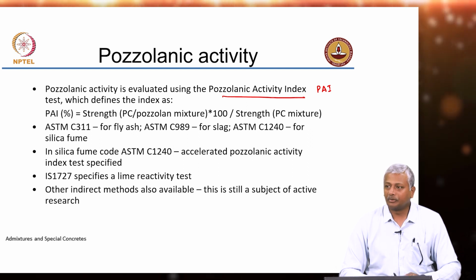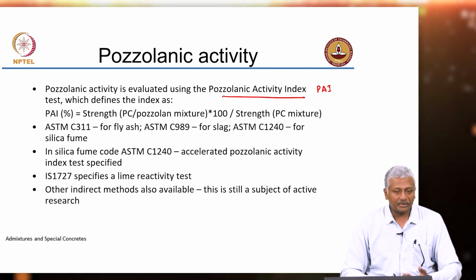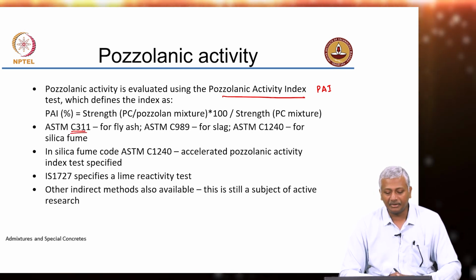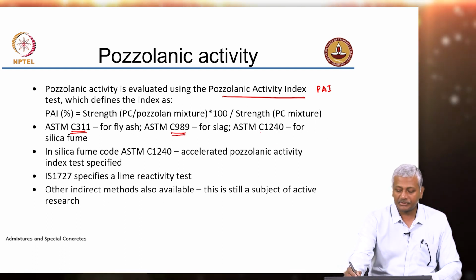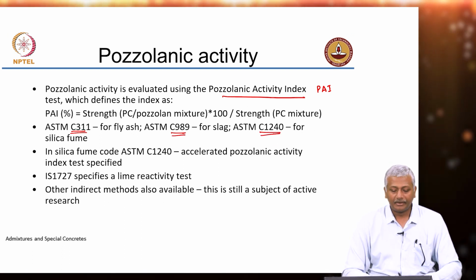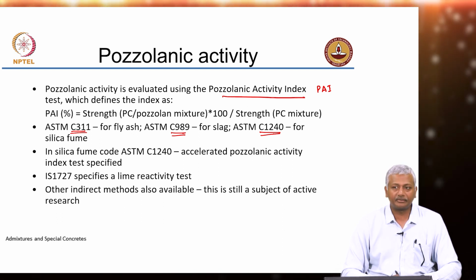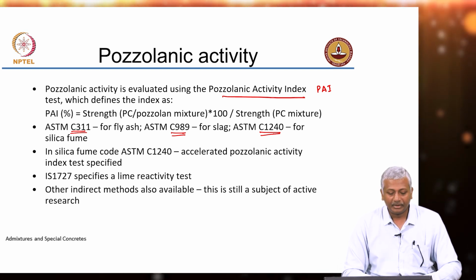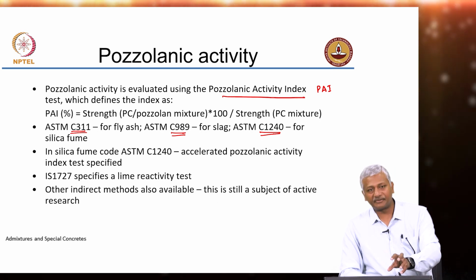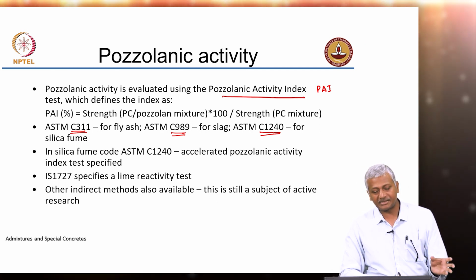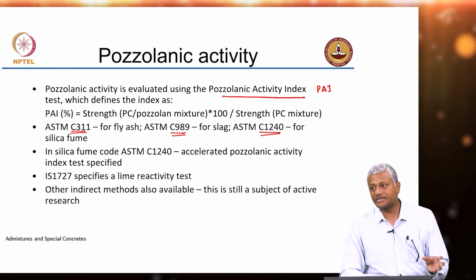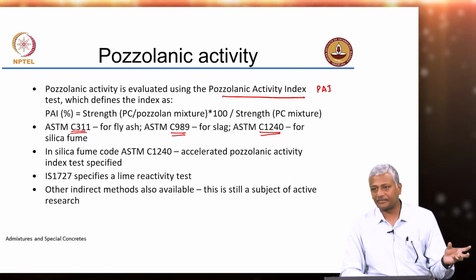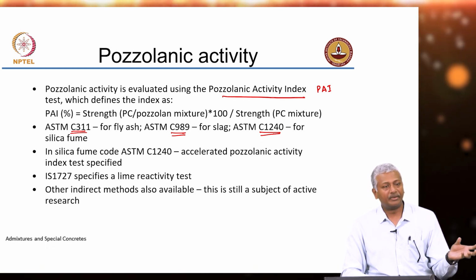Now, for different mineral additives, like fly ash, ASTM defines the activity index test as per ASTM C311. For slag, it is C989, and for silica fume, it is C1240. There are some differences in these methods. I will let you read the standards and figure out the differences on your own. One principal difference I would like to point out is that ASTM C311 and C989 rely on producing mortar of the same consistency. So, the water cement ratio is going to be variable.